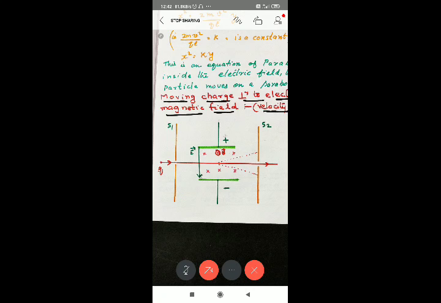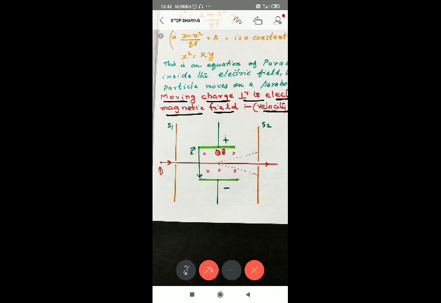Their axis is the same, S1 and S2 slits. The axis is the same and the charged particle is q. If no field is there, the particle will move along the straight path and pass through the slit S2. Okay, if there is no field. But we have applied two fields here, electric and magnetic field, and the magnetic field is perpendicular to the electric field.